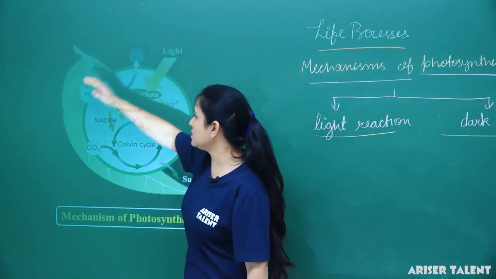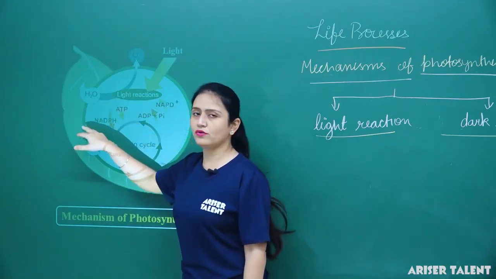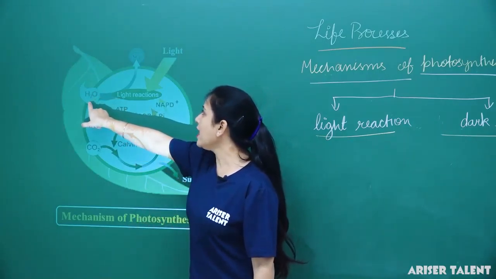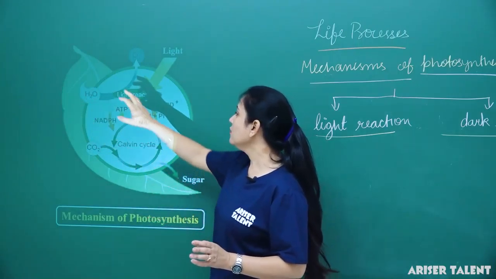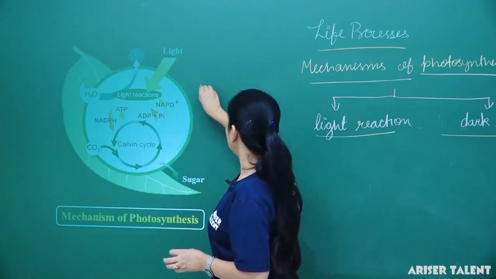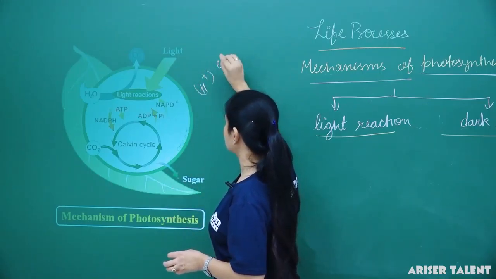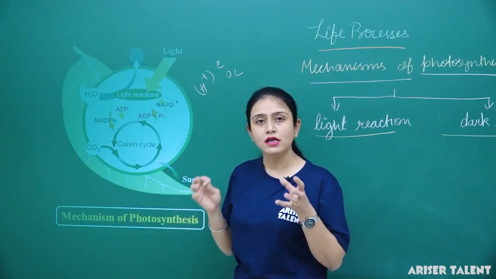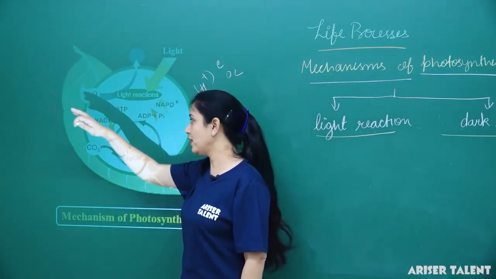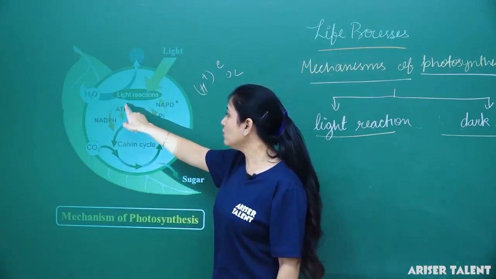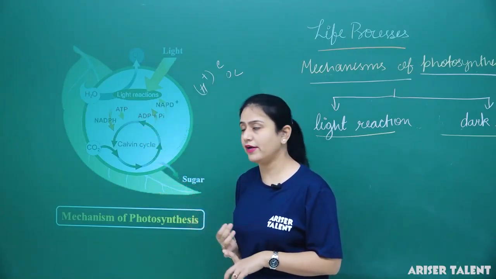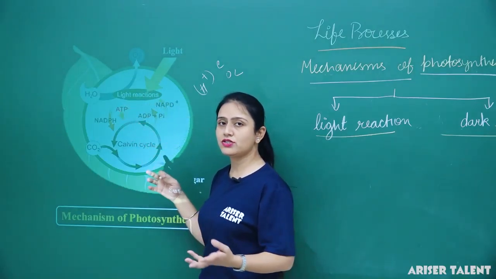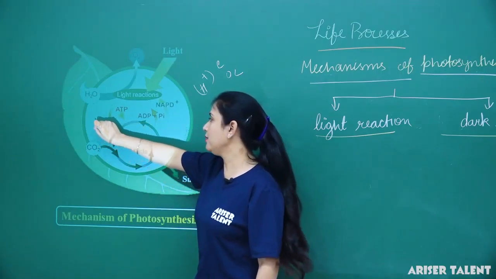Now what happens when light falls on the leaf? The chlorophyll absorbs this light and converts it into chemical energy. Fine. So whatever H2O is present, I told you, it breaks and forms what? It forms hydrogen, proton and electron. Okay, then oxygen is evolved, meaning oxygen is released in this process and goes into the atmosphere. Fine. During this light reaction, ATP is generated, as I told you that the light energy converts into chemical energy. Whatever energy is generated is in the form of ATP and NADPH.